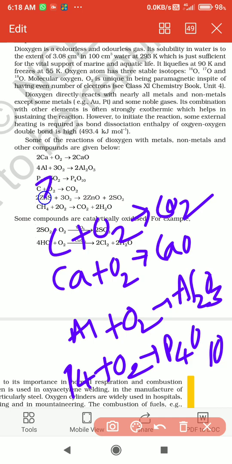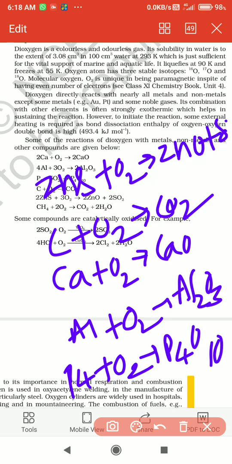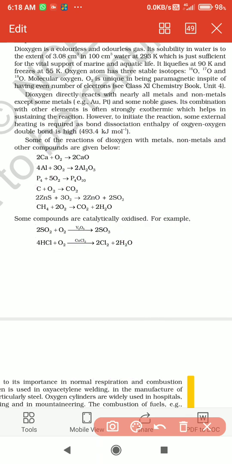Zinc blende, ZnS, reacts with oxygen to form zinc oxide plus sulfur dioxide. As an example of a non-metal compound, SO2 reacts with oxygen to form SO3. So these are the chemical reactions of some metals and non-metals with dioxygen.